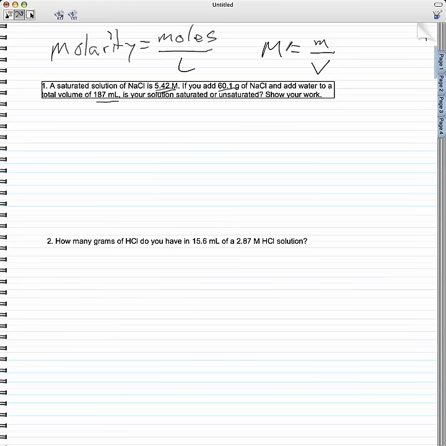To get molarity and compare it to the saturation level, we need moles and we need volume. Well, they give us volume. It's in milliliters, so we're going to need it in liters. But they don't give us moles. What they do give us is grams. At this point, we know that if you have grams, you have moles. So we have 60.1 grams of sodium chloride, and we're going to convert that to moles.